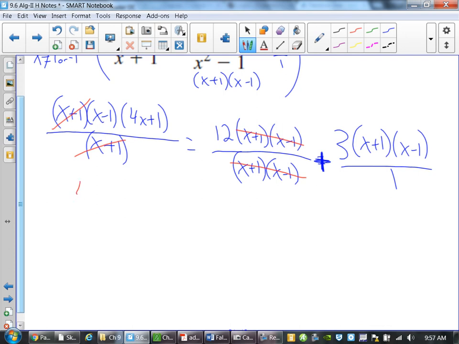and we're going to get 4x squared plus x minus 4x gives me minus 3x, and then it's minus 1. On the other side, we get 12 plus, what was x plus 1, x minus 1 equal to? X squared minus 1. So I'm going to just distribute that, so I get 3x squared minus 3.